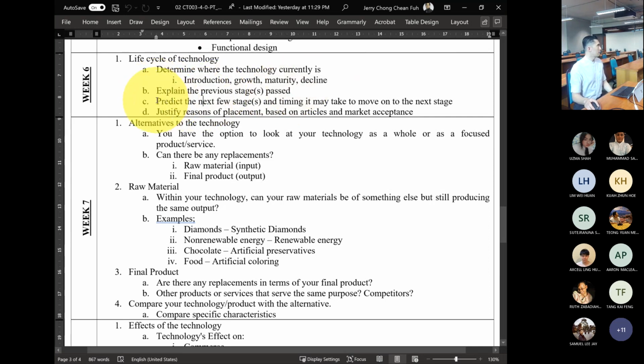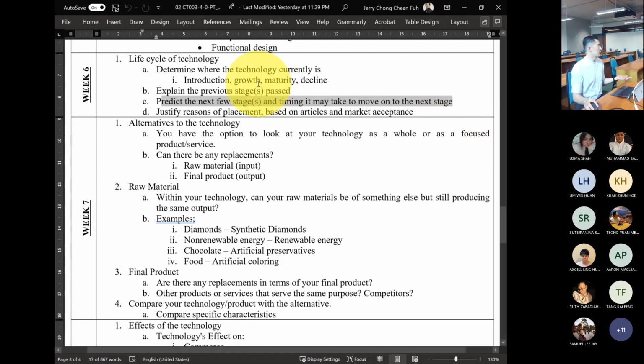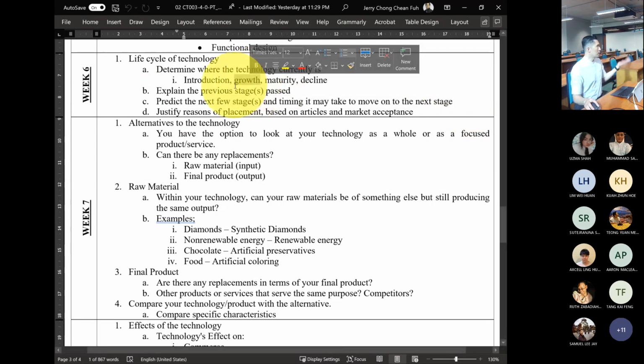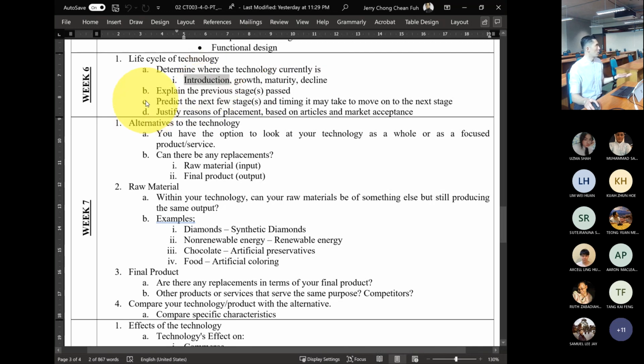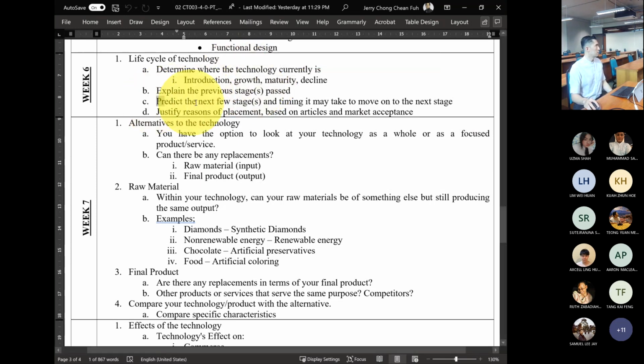Point C: wherever you place it, you are supposed to predict the next few stages and the timing it will take to move on to the next stage. Similar to what I said just now, if you're mentioning that it was growth, point B asks you to talk about introduction. Point C is asking you to talk about maturity. So when do you think it will go into maturity? If it's still very long to go, it's fine. As a group, you're supposed to discuss and try predicting when this technology is going to mature and decline. Is it going to be replaced by something else, or not? Those are the areas you're supposed to cover in point C.